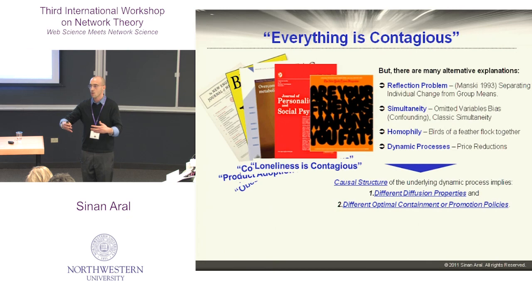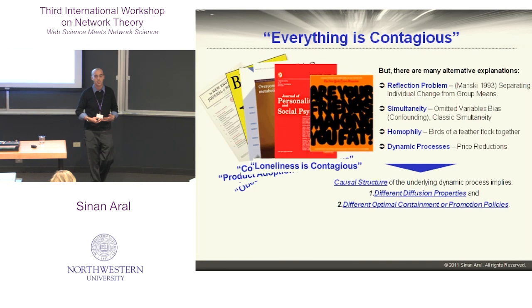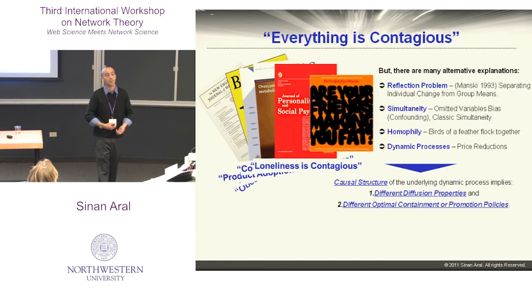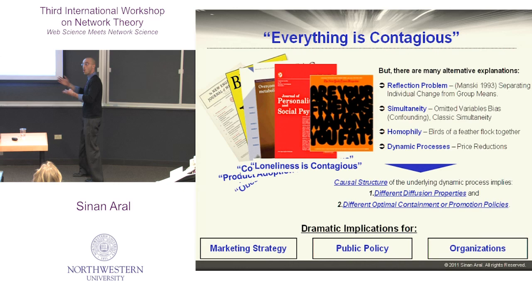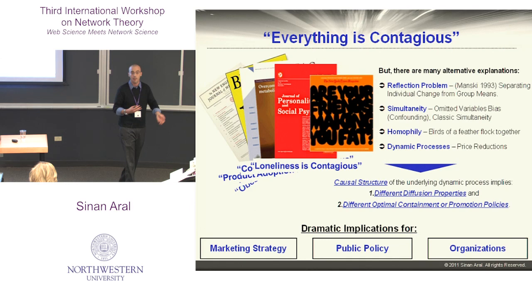But if it's peer influence, then that might not depend on the characteristics of individuals. At the same time, you might have very different optimal containment and promotion policies. A peer-to-peer policy of promotion or containment is only going to work if there is actually peer influence in the process, right? So this has dramatic implications for marketing strategy, for public policy. If you want to have a smoking cessation program that's based on peer-to-peer influence, we should have good parameter estimates about the degree to which smoking behavior is induced by peers' behavior or not, right? And it's true for organizations as well.